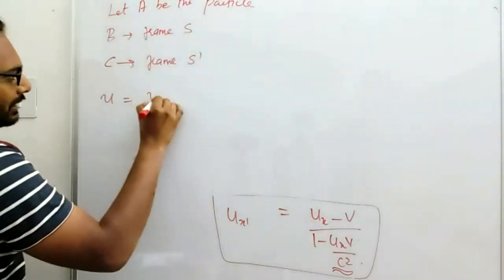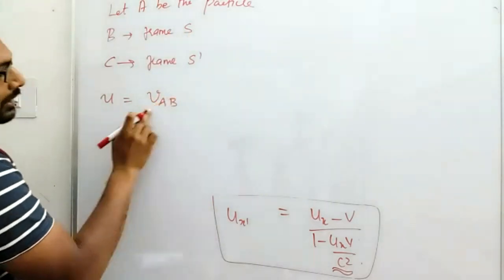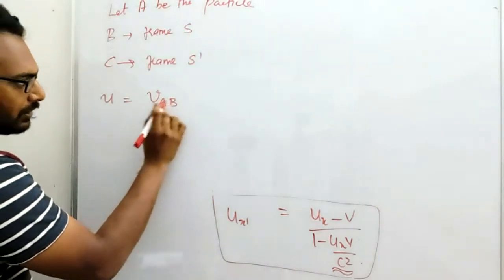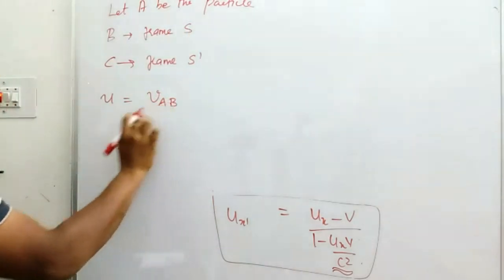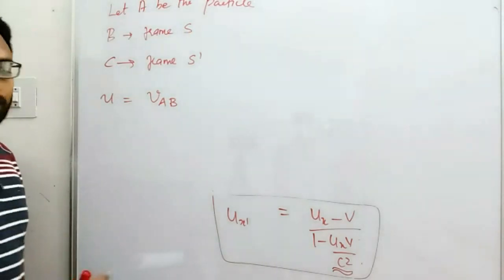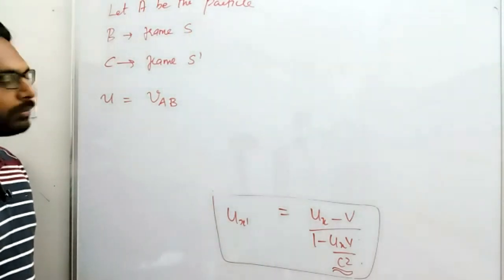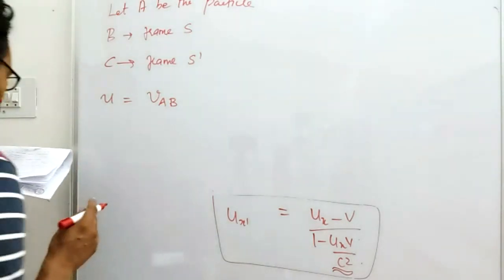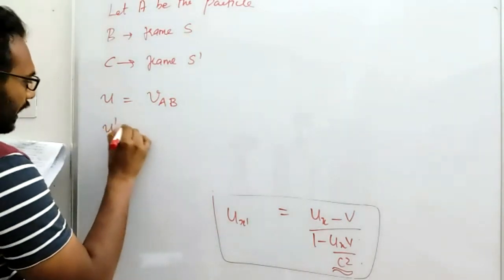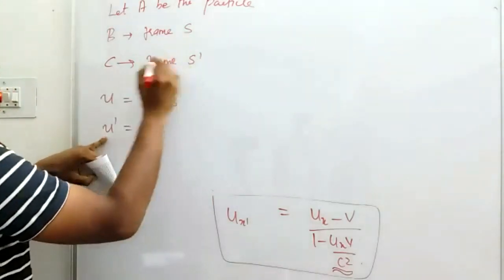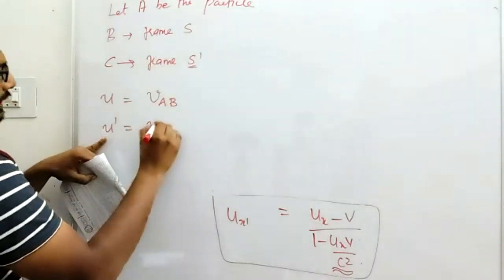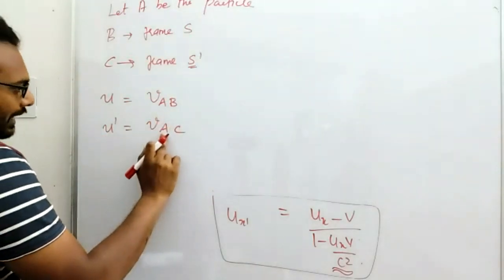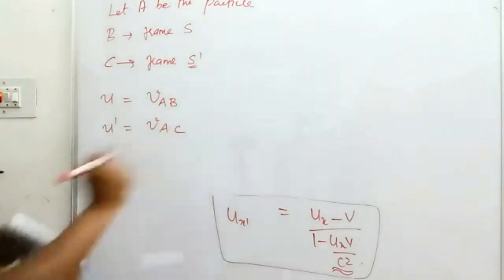So we can write it as VAB, the velocity of the particle with respect to the frame B. This is nice because we have said that there is no absolute meaning for velocity. Whenever you talk about velocity, you have to say with respect to what. So we can write U as VAB. And suppose U prime is the velocity of the same particle with respect to S prime, so we can write it as VAC, the velocity of the particle A with respect to the frame C.